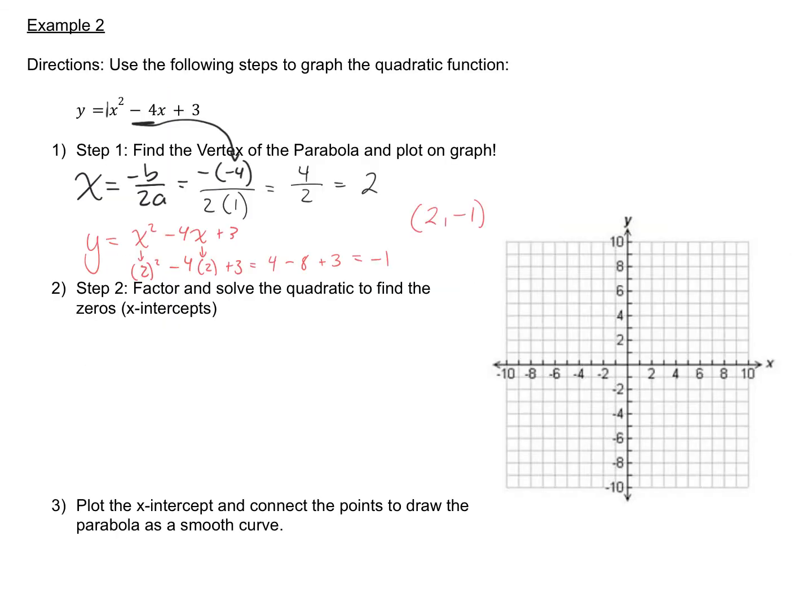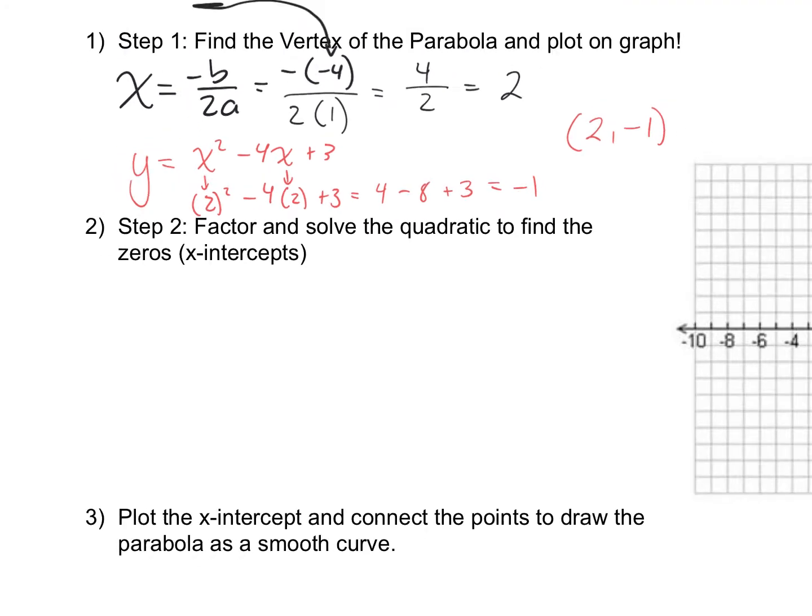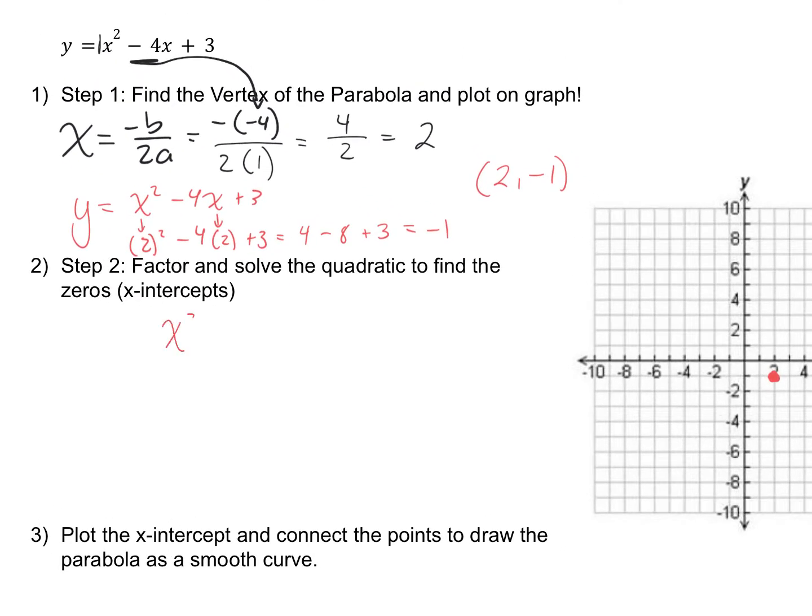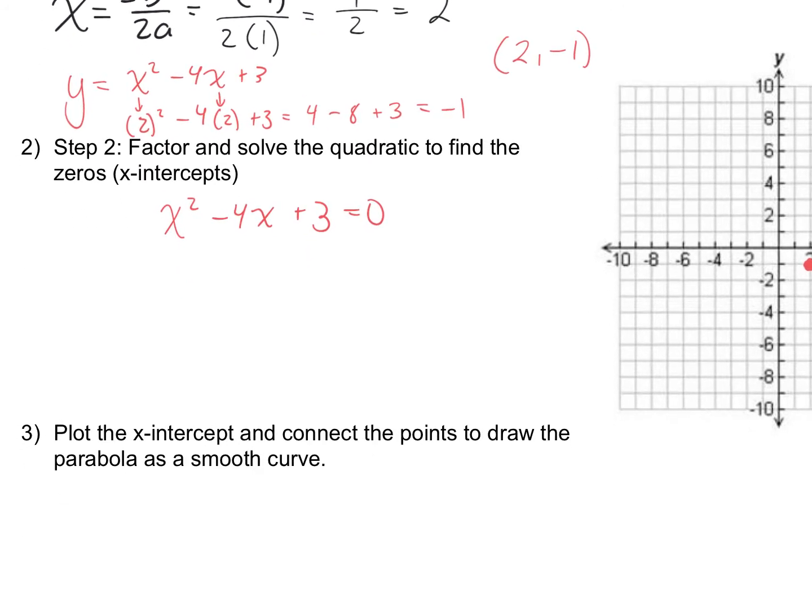All right, so we're going to take a moment and we're actually going to plot this on our graph, 2, negative 1. So our vertex is right here. Now what we're going to do is we're actually going to factor and solve this quadratic by finding the x-intercepts. So I'm going to just write this down here, that x squared minus 4x plus 3. And just like we did in our review problem, we need to factor this now. So what multiplies to give me 3, and what adds up to give me negative 4?